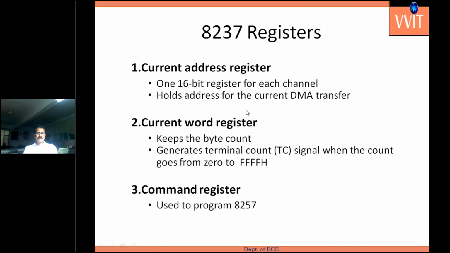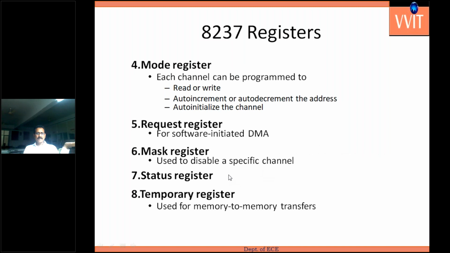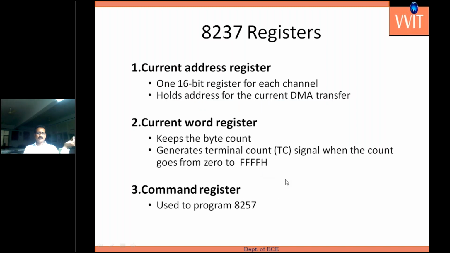Now, current address registers: one 16-bit register for each channel. There are 4 channels, and every channel has its individual current address register, holding the address of the current DMA transfer. The current word register keeps the byte count and generates the terminal count after the byte transfer is completed, counting down to 0. Next, the command register is used to program the internal module selections.